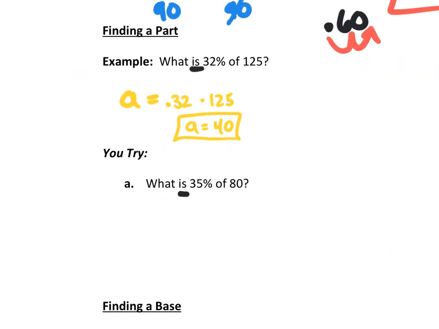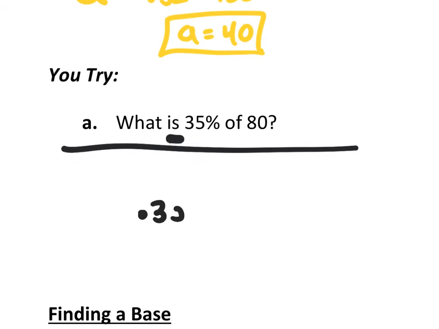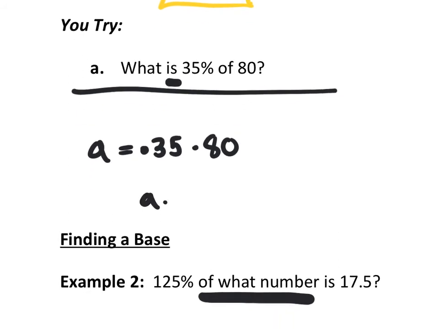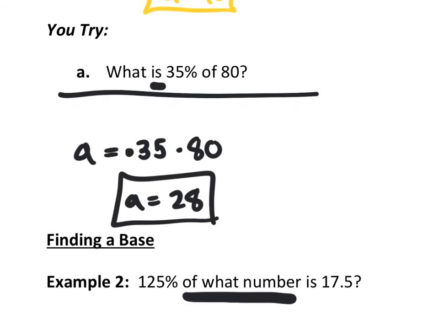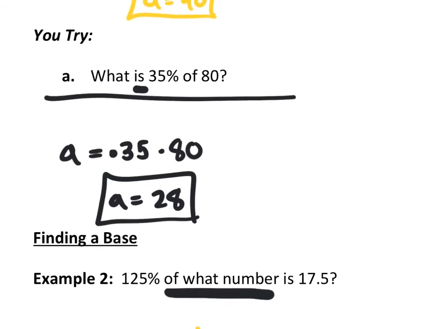So try one here. What is 35% of 80? So we have 35% of 80. And we're looking for our is value, which is an A. And when we get an answer for that, it should be 28. All right, 35% of 80 is 28.